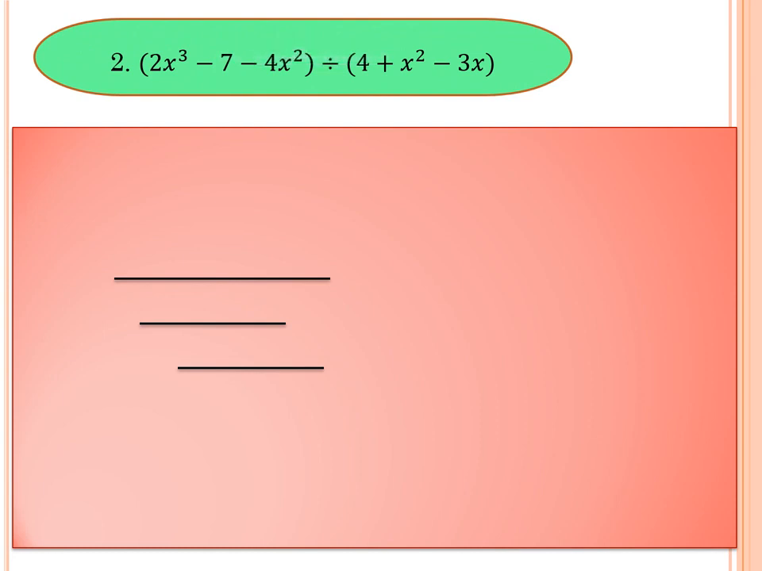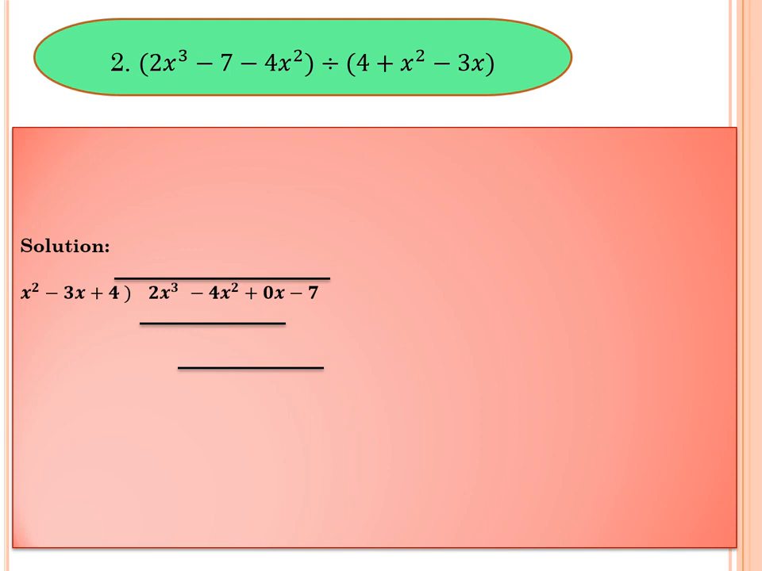For our next example, we have this expression. To solve this kind of expression, first, we arrange our dividend into descending powers. So, we will have 2x cubed minus 4x squared plus 0x minus 7 for our dividend. And we insert numerical coefficient 0 for the missing term x.